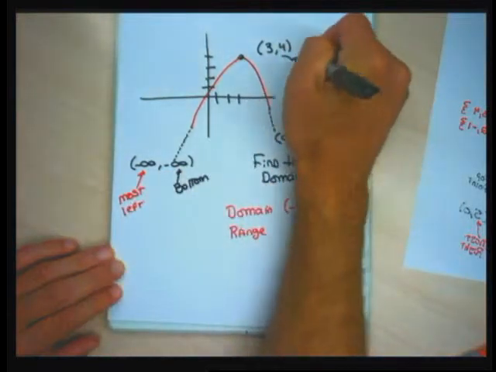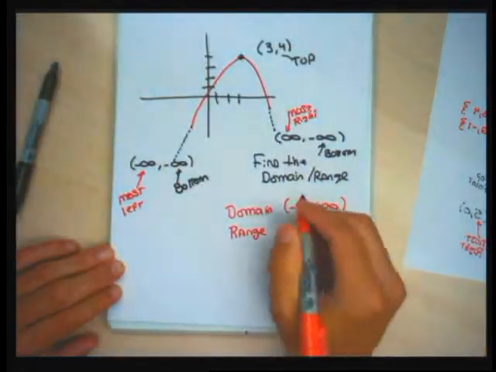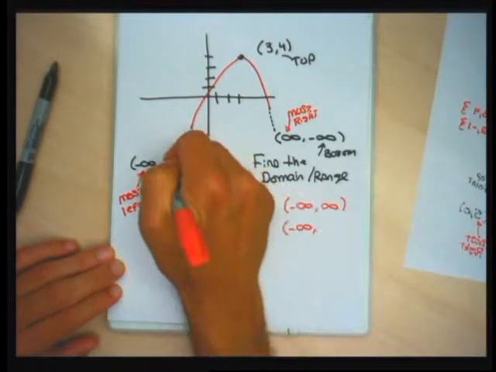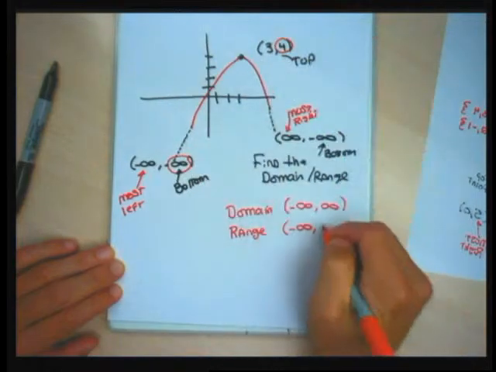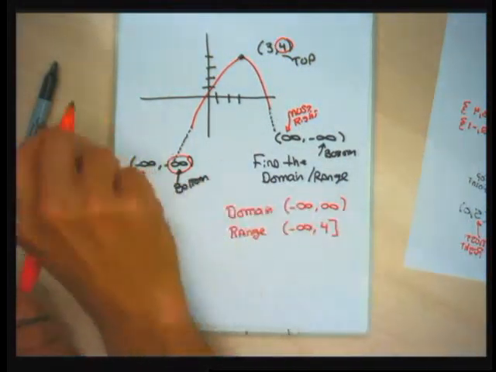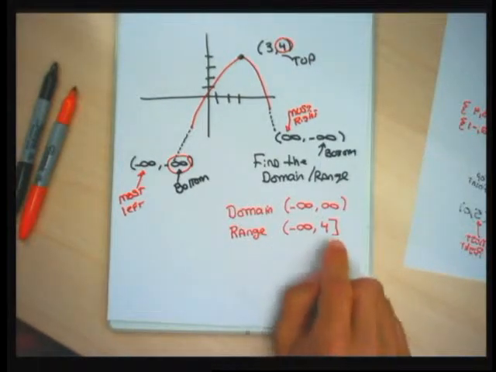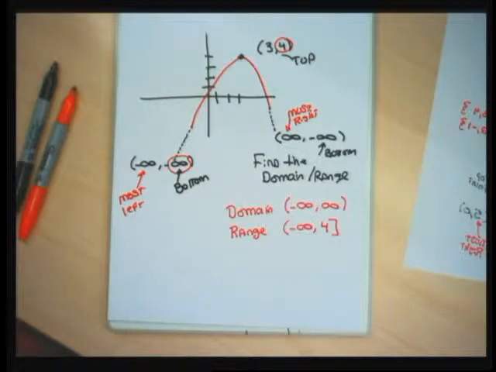And this point up here is going to be my top point. And when I go to write my range, I'm going to say the y-coordinate of the bottom point is negative infinity. The y-coordinate of the top point is 4. Usually infinities get round brackets, points on the graph get square brackets. So that's a little review of section 3.2.